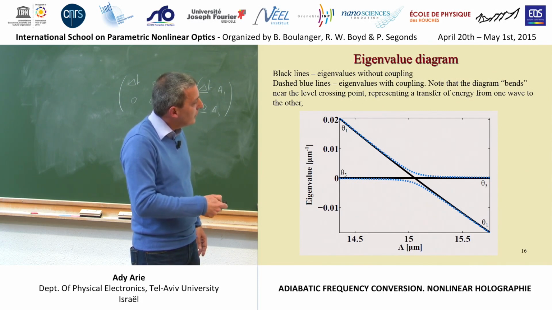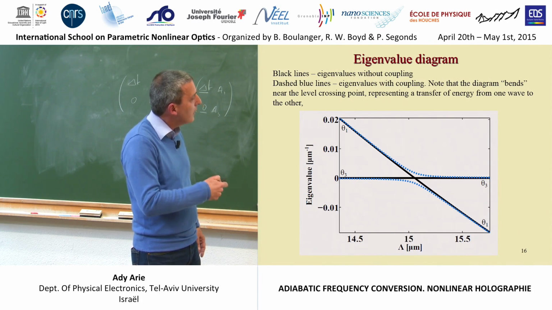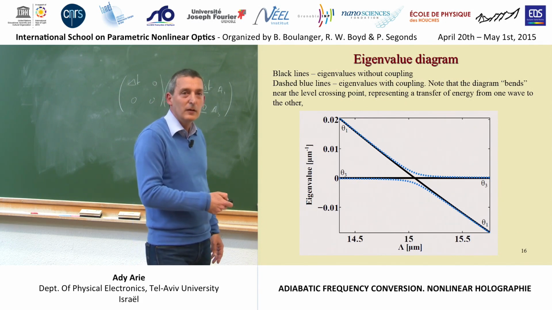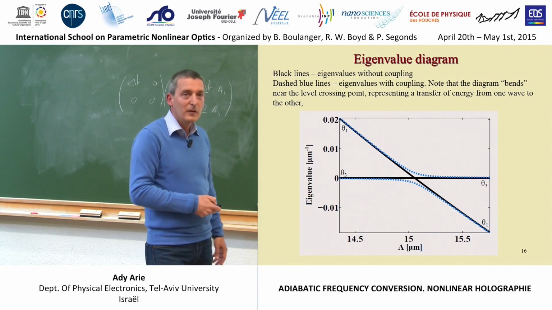I move along this curve, and this is the end of the crystal. So I moved from omega 1 to omega 3, OK? And I have now full conversion.